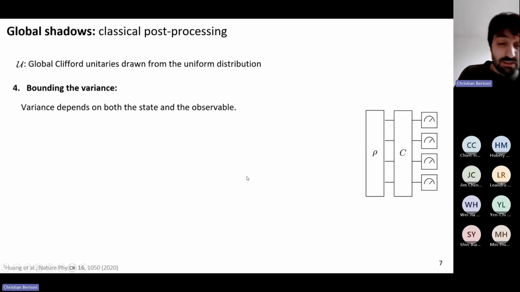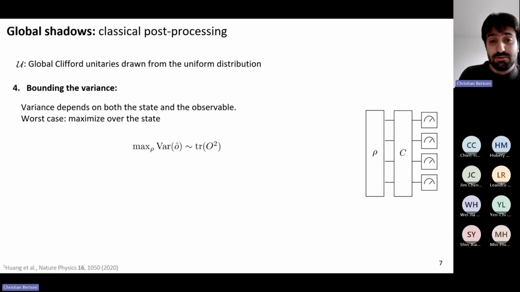And finally, we want to use these estimators to compute our expectation value, which involves bounding this variance. And the variance depends on both the state and the observable, but we don't really know the state. The whole point of the protocol is that the state is an unknown. And so what we can do, like what Huang, Kueng and Preskill did, is to maximize over all possible input states to just obtain an observable-dependent quantity. And it turns out that the maximum over all states of the variance of our estimators in this global shadows context scales like the Frobenius norm of the observable.